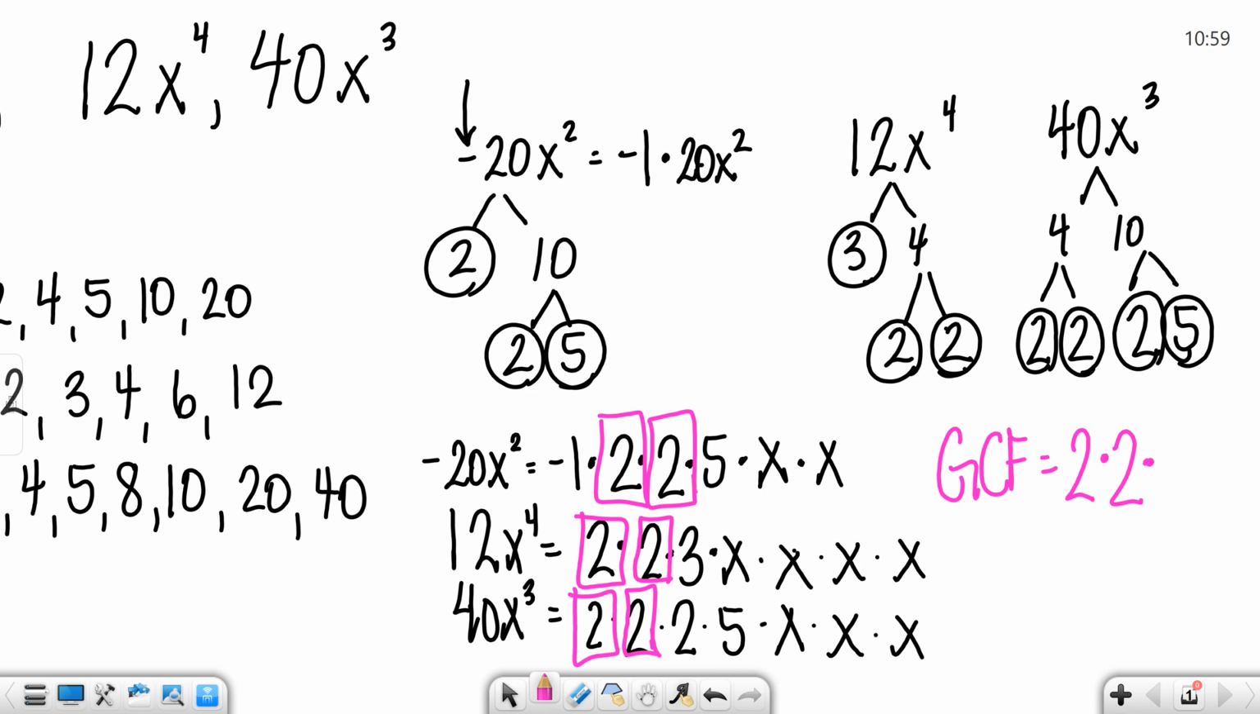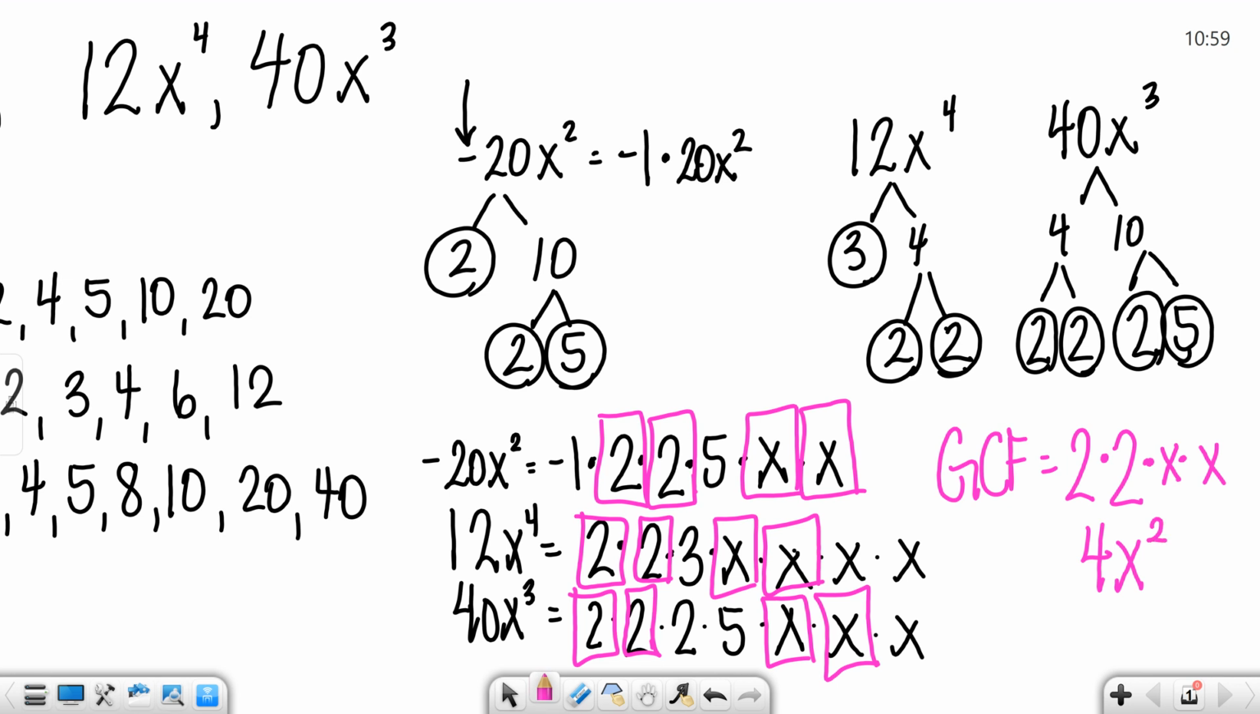So I'm done there. When I look at my variables, they all have 1x. They all have another x, and that's it, because the -20x squared doesn't have a third x. So our greatest common factor here, we multiply these numbers and we get 4x squared. That would be our greatest common factor, 4x squared.